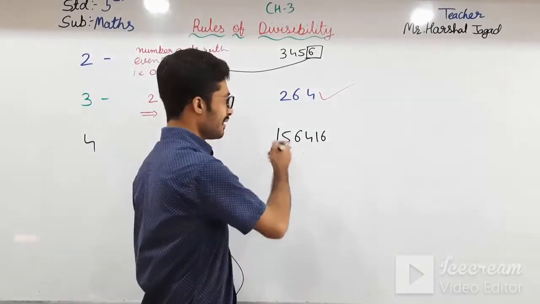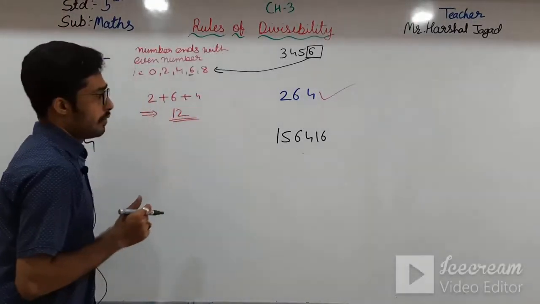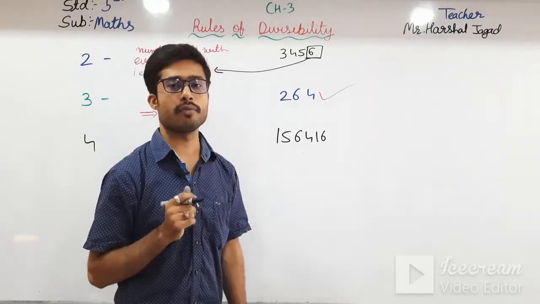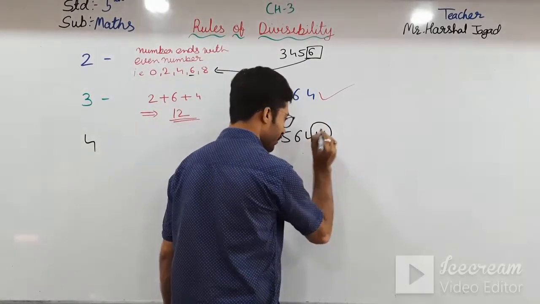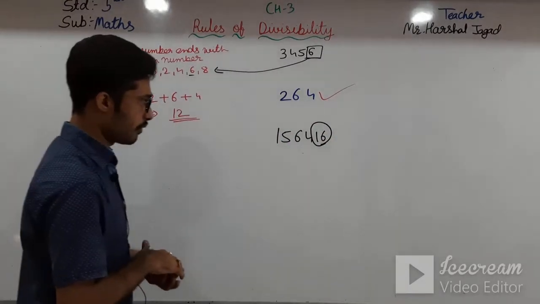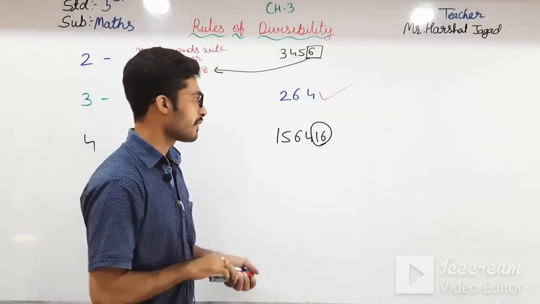Students, you don't have to write this. Now I have taken this number, and we have to check whether it is divisible by 4 or not. Then you have to check the last two digits, whether they are divisible by 4 or not. Yes, 4 4s are 16. Then this number is divisible by 4.